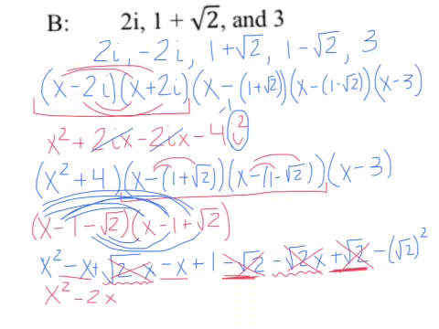Let's go down here. So this is minus, but we know that the square root of 2 squared is just 2. So we have a positive 1 from over here, minus 2, so we get a minus 1. So all of that ended up being x squared minus 2x minus 1.